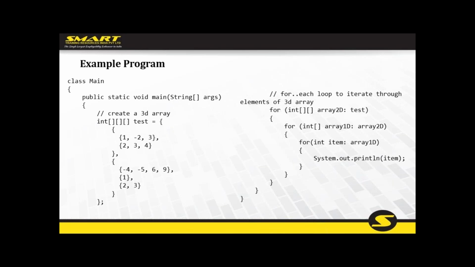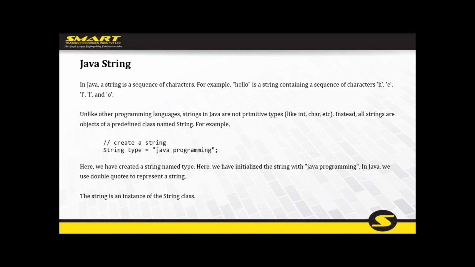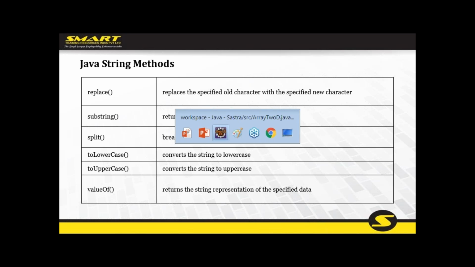Already this is explained. Okay, using Java string. String is a class in Java, and we can create a string using the String type, like this: string is the object name equal to, and we specify double quotes. A sequence of characters enclosed in double quotes is a string. These are the methods. Concatenation means we can join two strings. Okay, we'll go with the program.